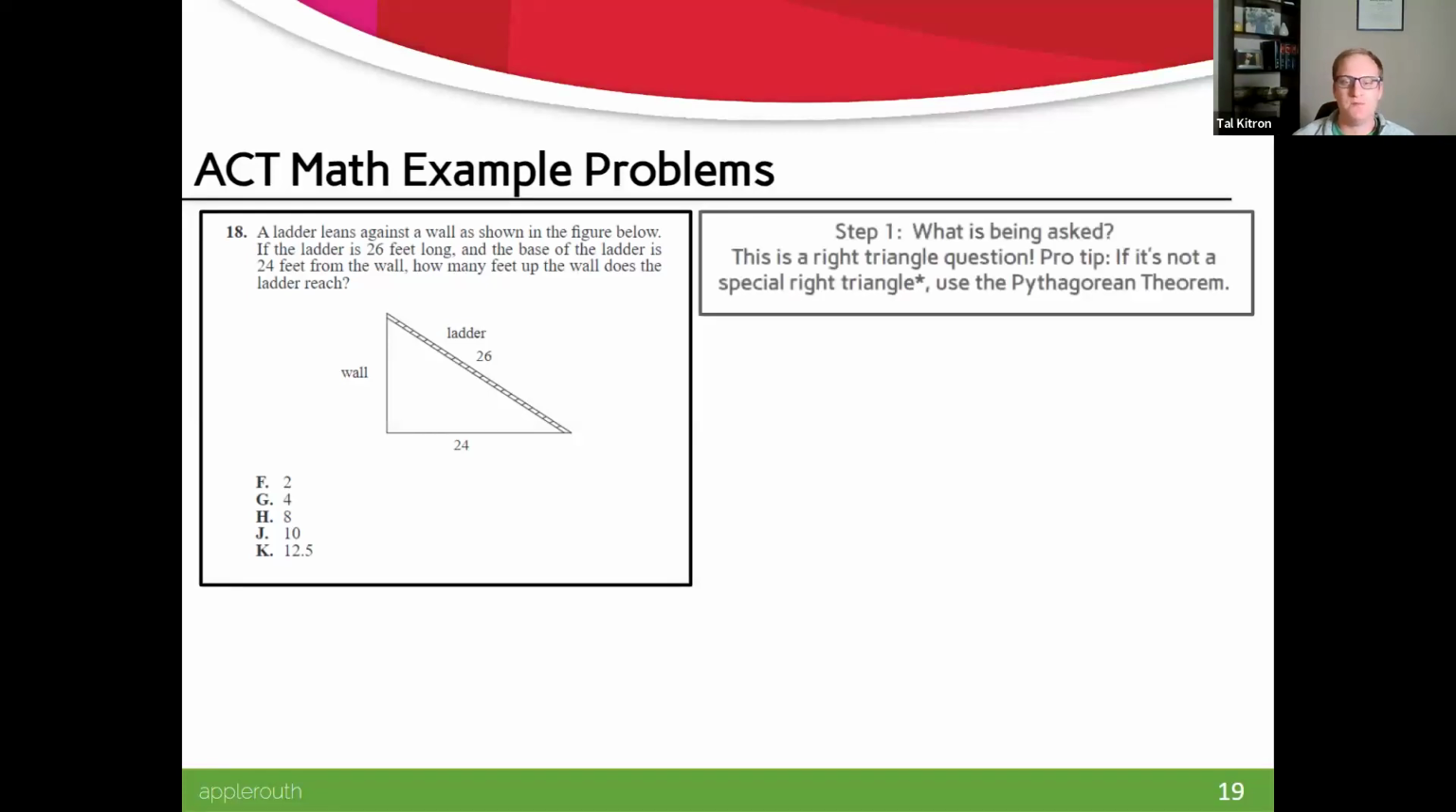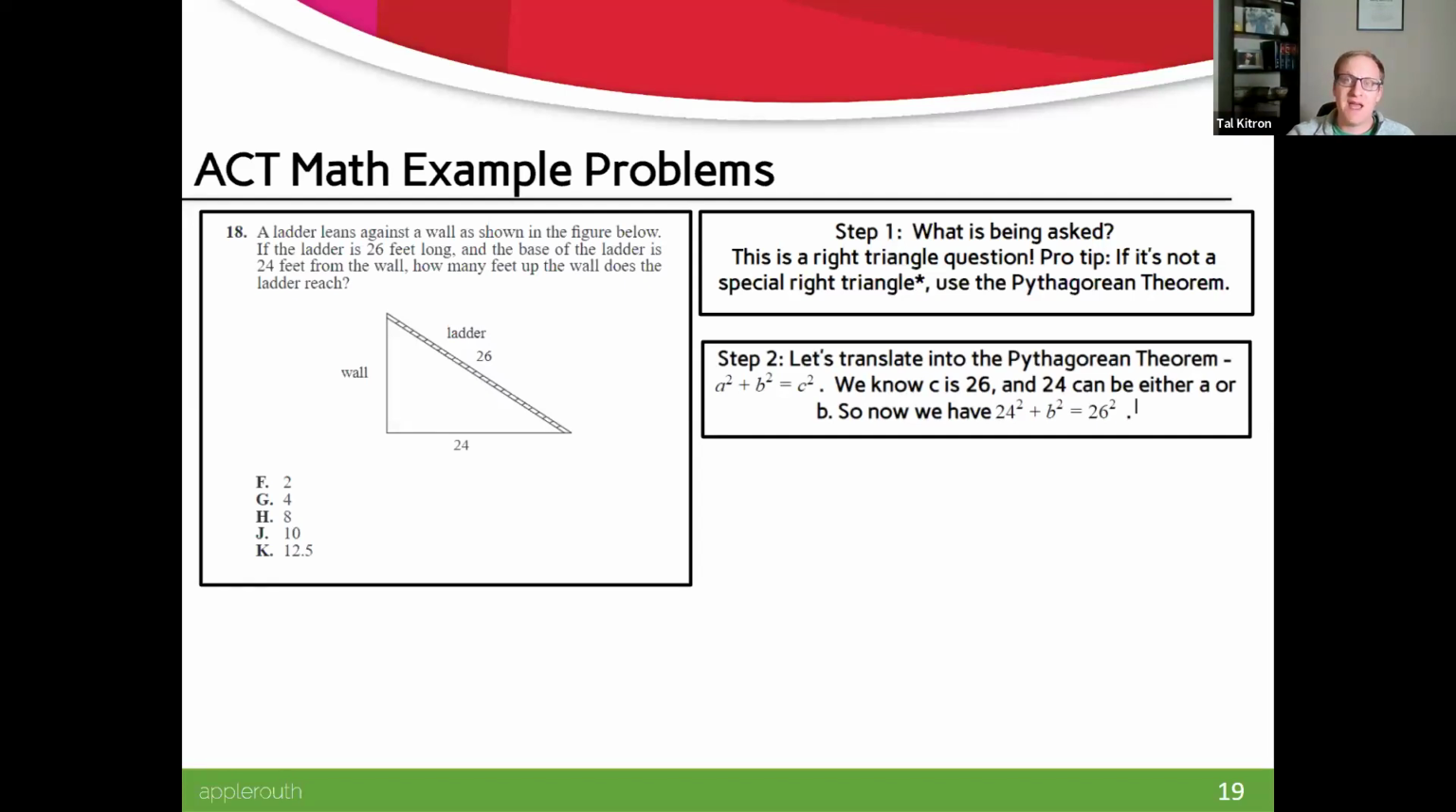So here, step one, what are we solving for? Another pro tip, if it's not a special right triangle, which we will talk about in a second, use the Pythagorean theorem. This actually is a special right triangle, but it's not one you need to memorize. Occasionally, if they say root 3 or root 2, those are the clues to look out for 30, 60, 90, and 45, 45, 90. But start with just basic Pythagoras.